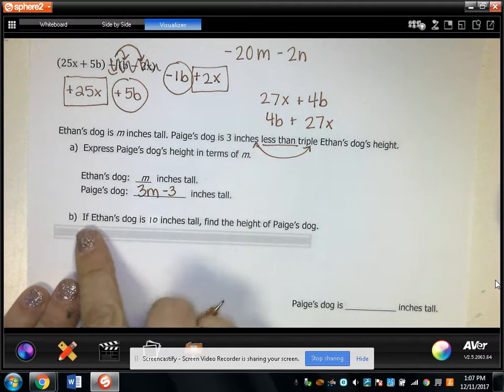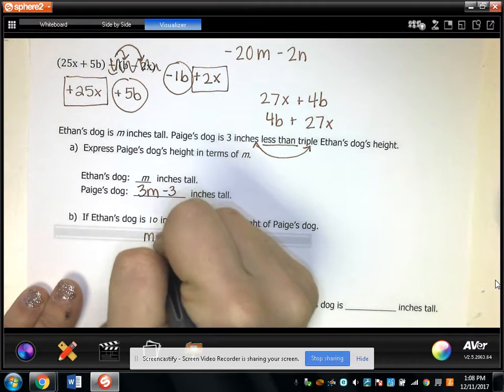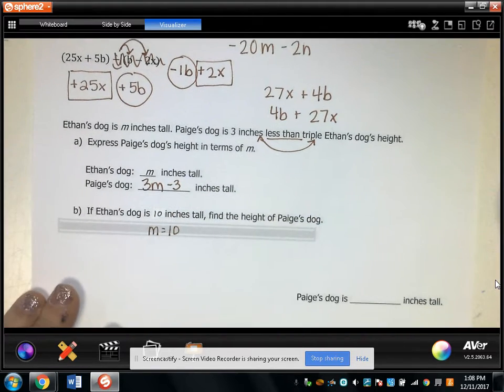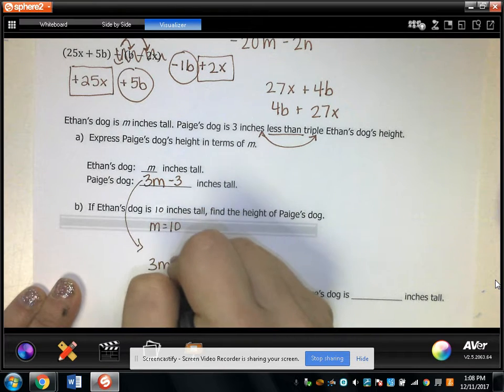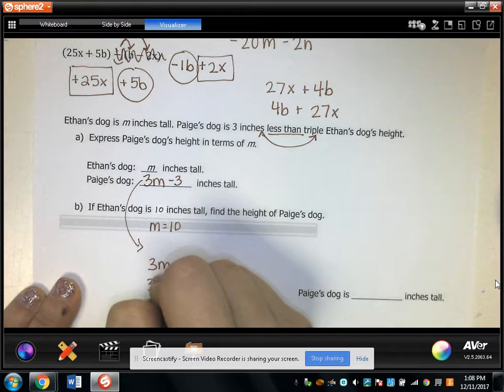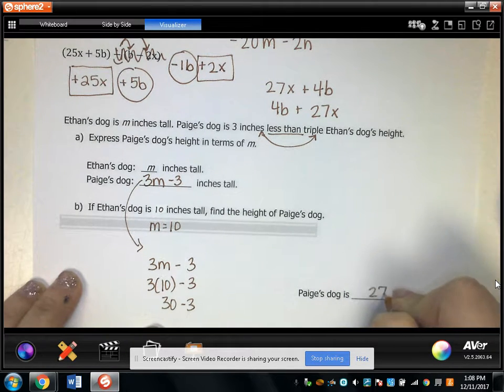Then this says if Ethan's dog is 10 inches tall, which means m equals 10, find the height of Paige's dog. Well, I'm going to use Paige's expression, 3m minus 3, and I'm going to plug in m equals 10, and I get 27.